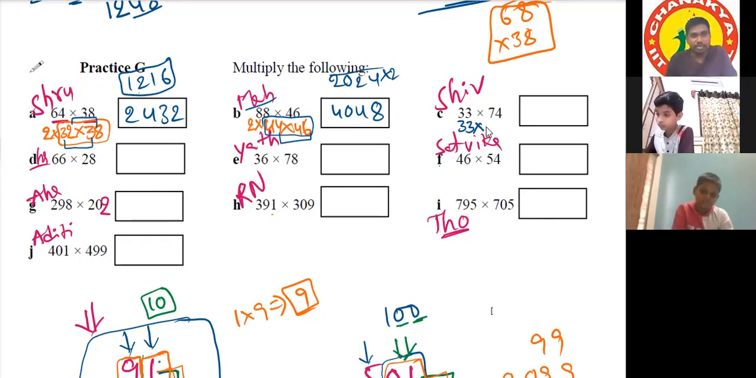Let Pranav respond. 74 by 2 is how much? So 70 half is? 35. Okay, 4 half is? Sir, 4 half is 2. 35 plus 2? Sir, 37. Means we can write this 74 like 37 into 2.